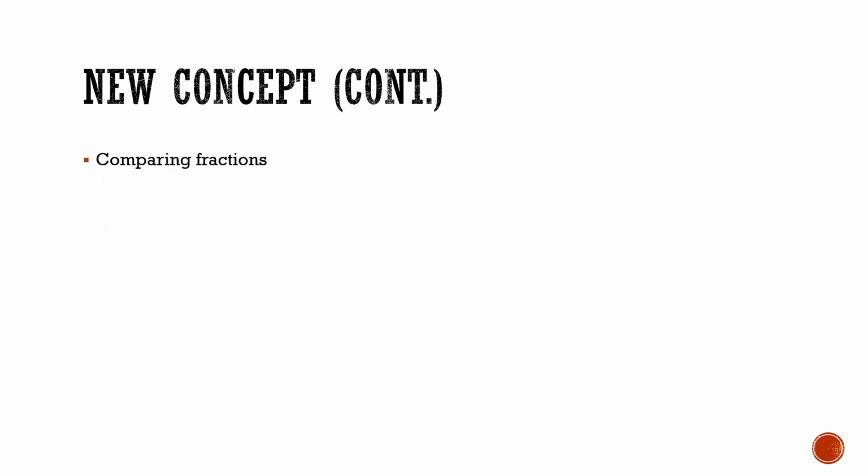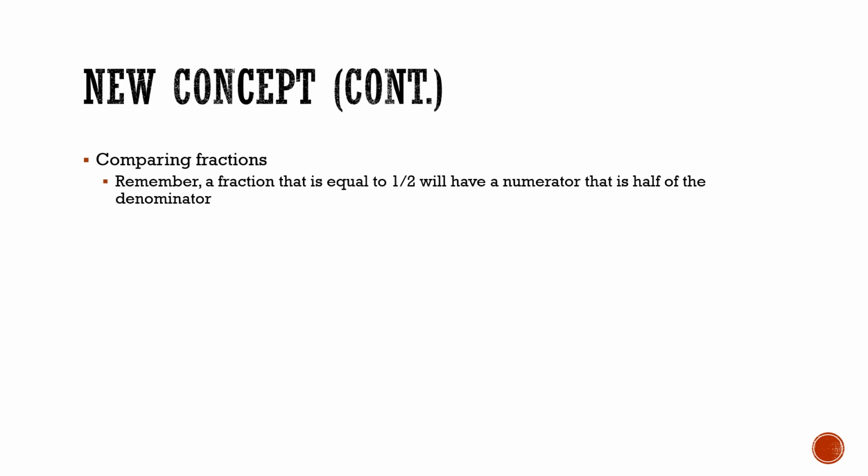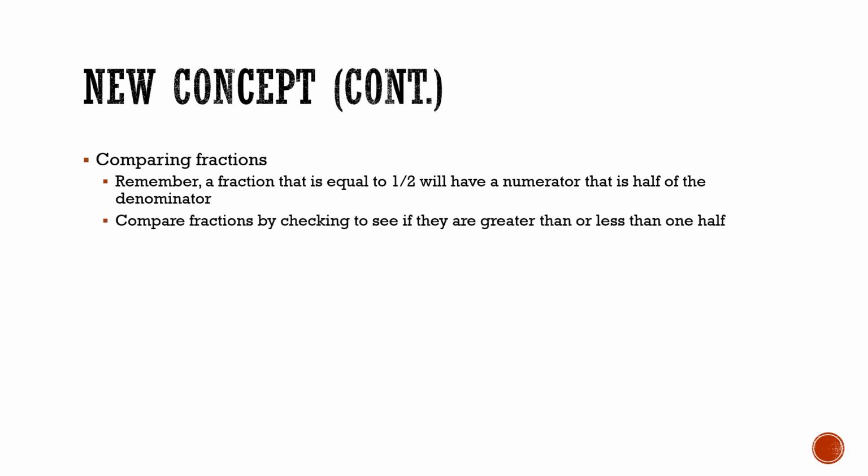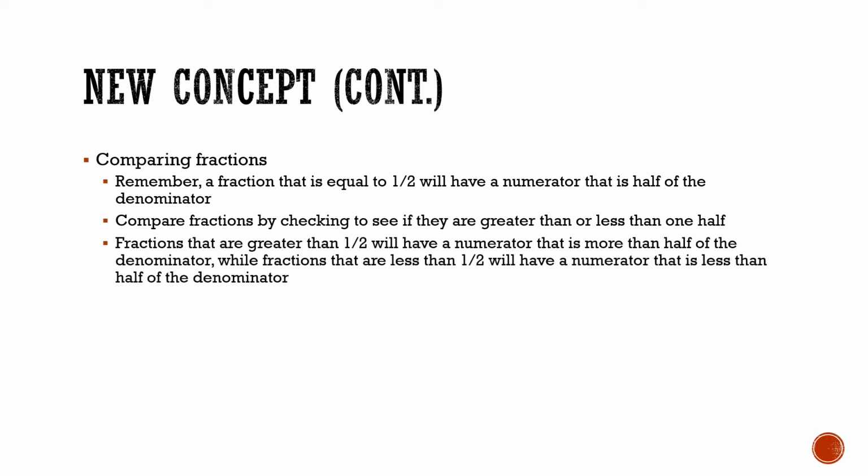If we want to compare fractions, first we need to think back and remember that a fraction that's equal to 1/2 has a numerator that is half of the denominator. So an easy way to compare fractions is to check and see if they're greater than or less than 1/2 first. Fractions that are greater than 1/2 will have a numerator that's more than half of the denominator, and fractions that are less than 1/2 will have a numerator that is less than half of the denominator.